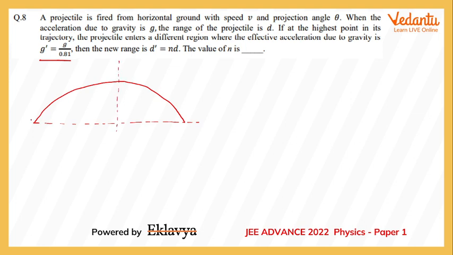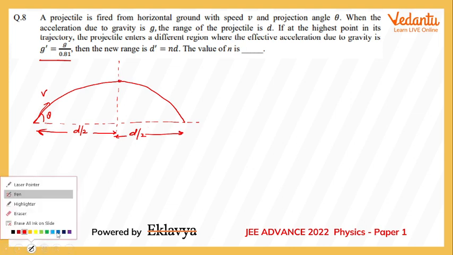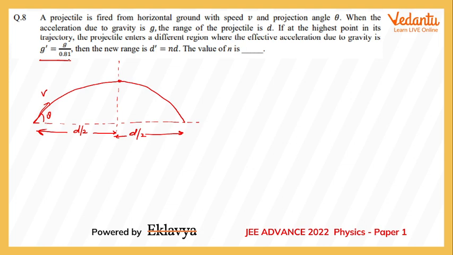In case no change in g would take place, in such a scenario, this would be d by 2, and this will also be d by 2, and this would be the highest point of the trajectory. Now, if g has increased, this value is an increased value of g. If g has increased, then what will happen? The particle will fall short of its original destination.